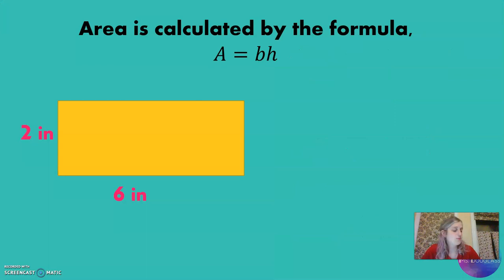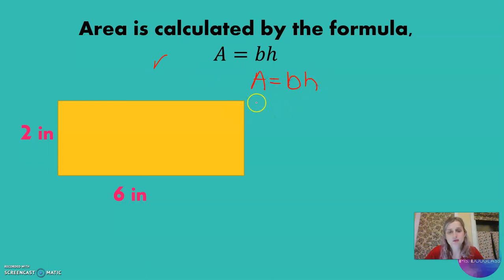We can also use the formula, which will be on your reference sheet. A, area, equals BH. B stands for base, H stands for height. And remember, when you see two variables really close together with no symbol, that means they're being multiplied. So you can find the area by writing your formula. You always want to write your formula. Area equals base times height.